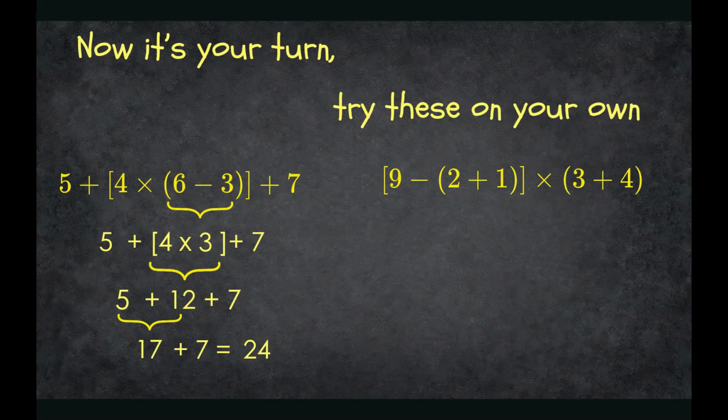And then now our last problem. 9 minus [2 plus 1] times [3 plus 4]. So I see some brackets. I see those parentheses inside the bracket. And then we got some parentheses outside of the bracket. I want to go ahead and take care of those parentheses first. Because again, PEMDAS, parentheses always comes first. 2 plus 1, that's going to give us 3. 3 plus 4 is going to give us 7.